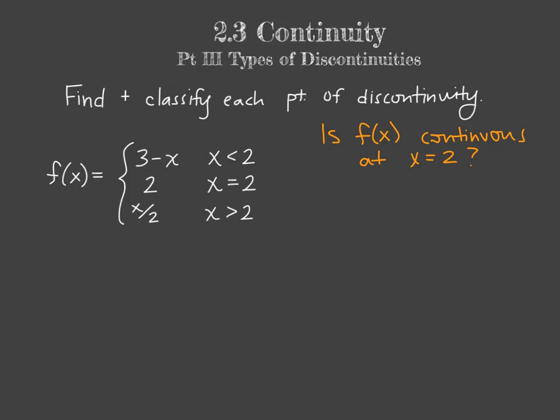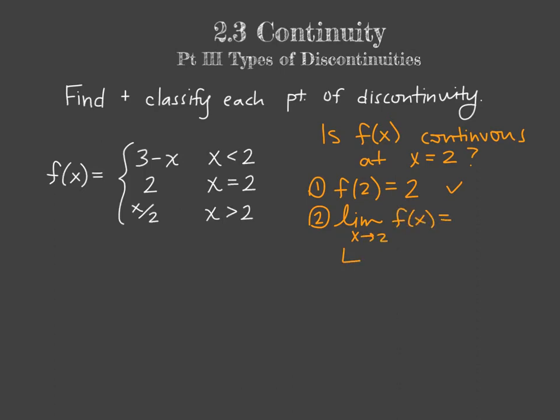We're going to do our checklist. The first thing we want to do is find f of 2. And that's easy. When x is 2, our output is also 2. So f of 2 is 2. It's defined. The second thing is we want to look at the limit as x approaches 2 of our function.